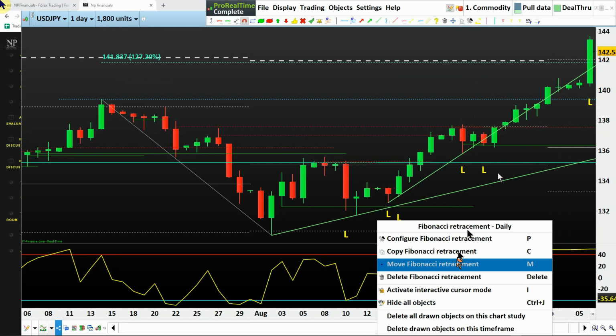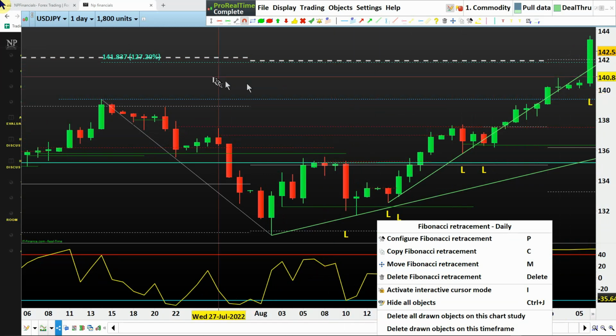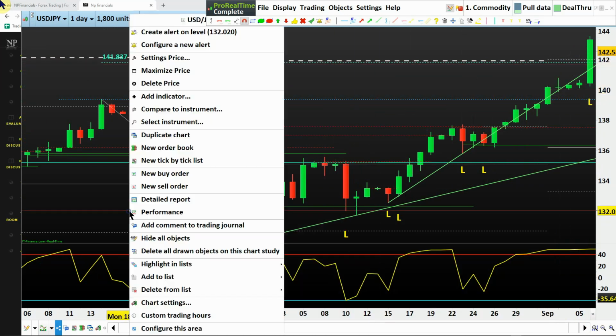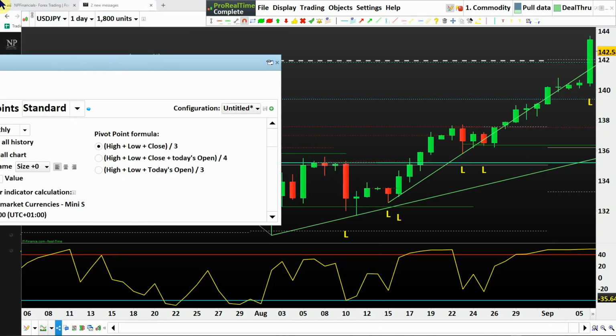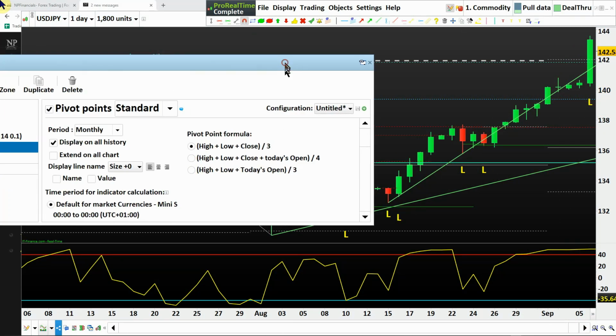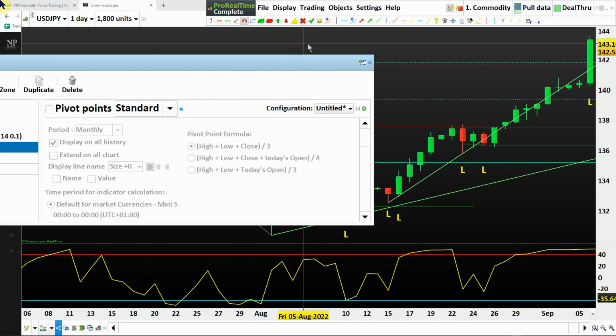I'll just take that pivot point out for a moment, just because I'm concentrating on the Fibonacci. I can take that pivot point out. Just take this out, it will be gone. So I have taken that out.